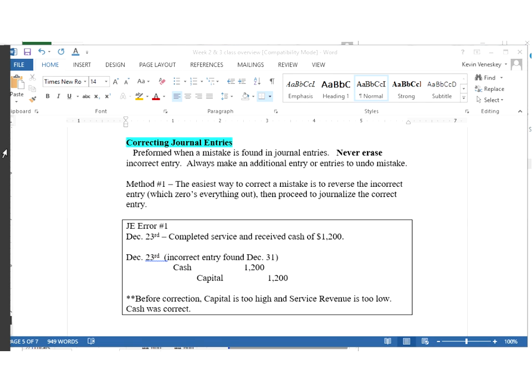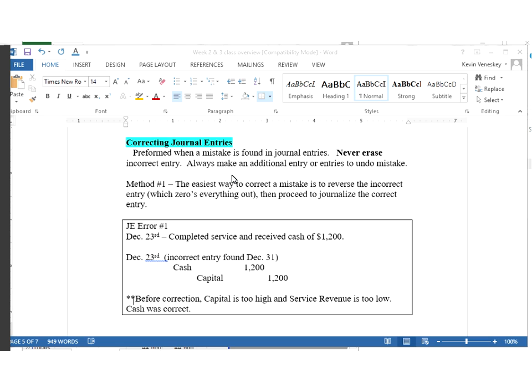This week in our Accounting 101 financial accounting class, we're going to be continually doing an exercise with adjusting entries, as well as we're going to introduce this newer topic, correcting journal entries. As an accountant, you will find many mistakes that a lot of your clients may bring you, so it's very important to be able to know how to do a correcting entry.